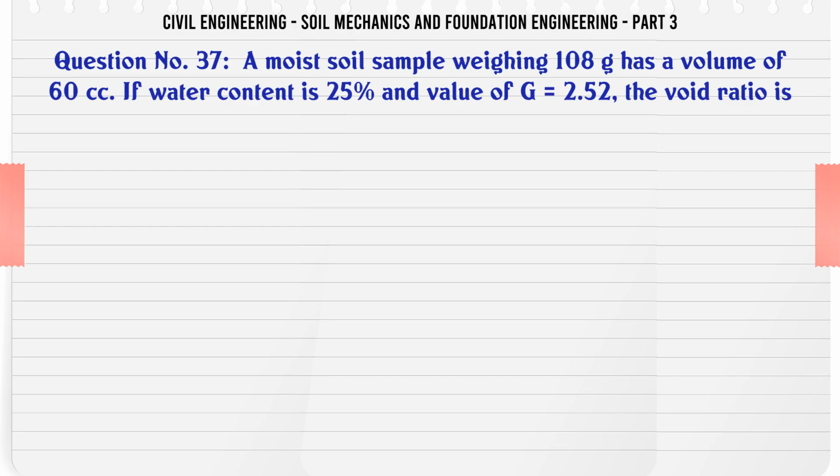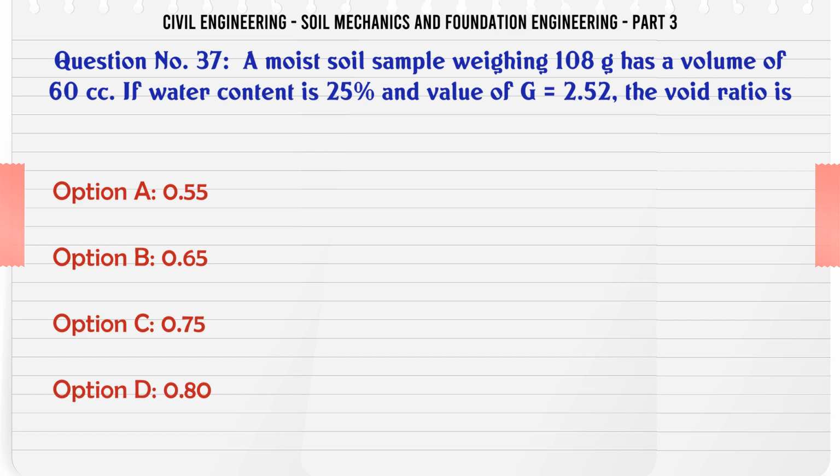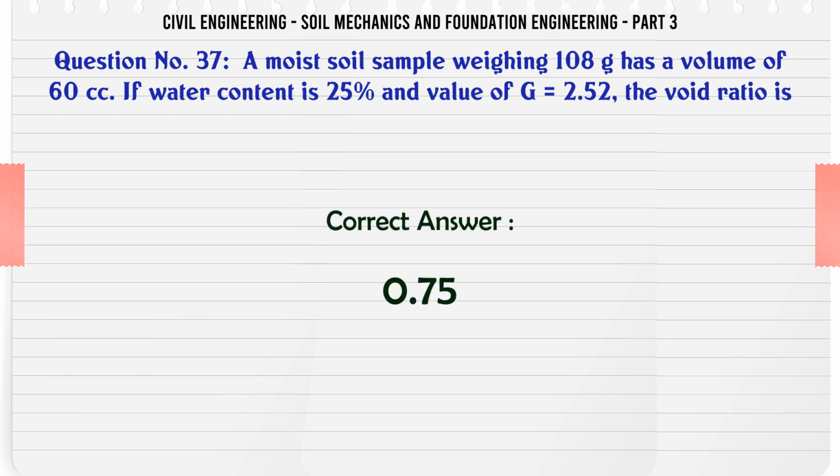A moist soil sample weighing 108 g has a volume of 60 cc. If water content is 25% and value of G is 2.52, the void ratio is: A. 0.55, B. 0.65, C. 0.75, D. 0.80. The correct answer is 0.75.